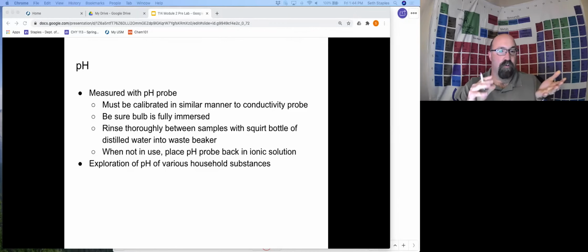Same thing, making sure that the bulb on the pH probe is fully immersed, and rinsing that probe very thoroughly in between samples. The big difference is that when you're not using your pH probe, put it back into the ionic solution that it's in when you first come to lab. pH probes, if they are not left in an ionic solution for too long, end up essentially going bad, for lack of a better term. And so they need to stay in an ionic solution.